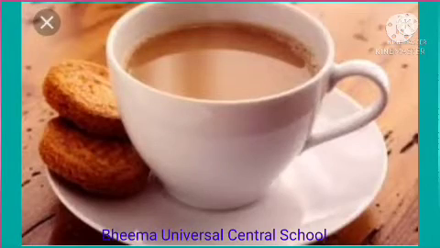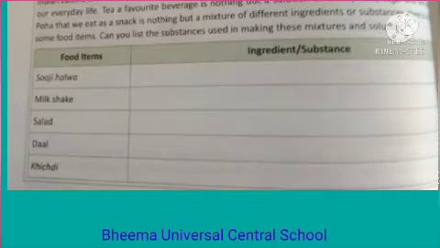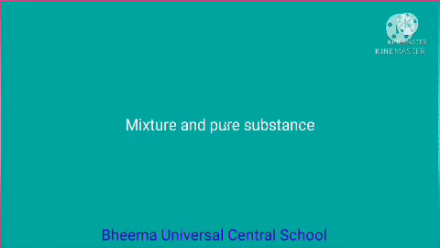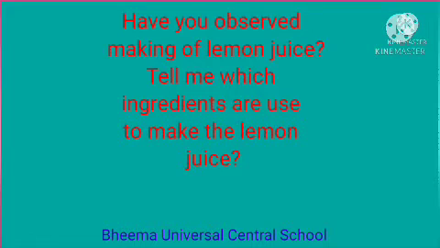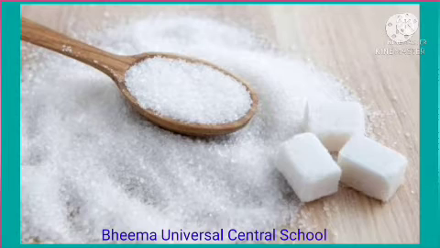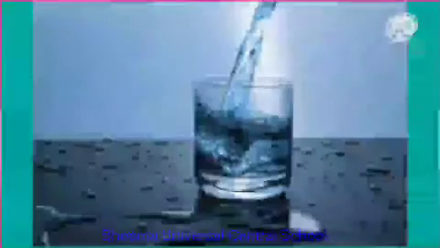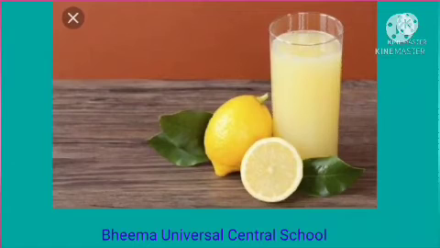Tea is a favorite beverage. It is nothing but a solution of water, milk, sugar and tea leaves. Here is a list of a few food items. You have to write the substances used in making these mixtures and solutions. Mixture and pure substance. Have you observed the making of lemon juice? Tell me which ingredients are used to make lemon juice. Sugar, very good. Water, salt and lemon juice.